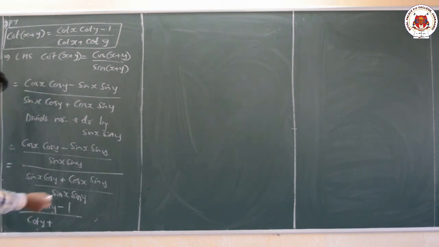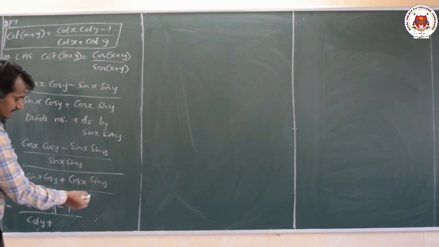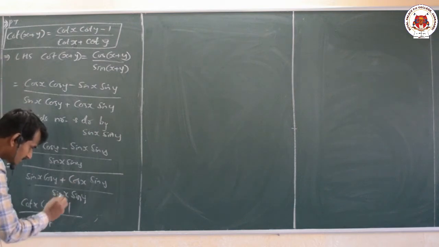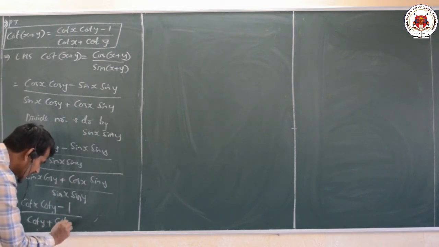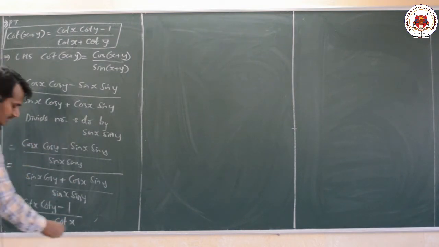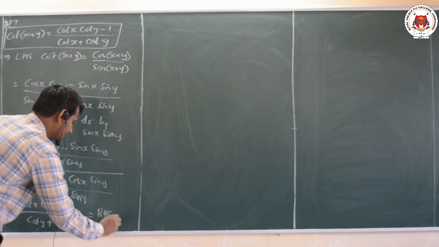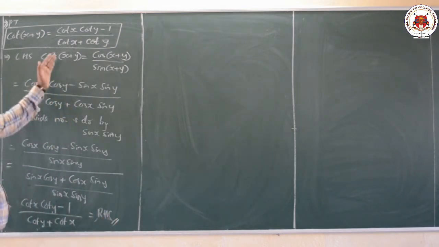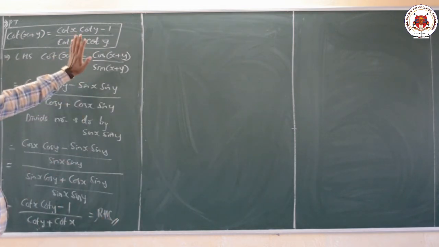Then plus of, here I can take sin y, it gets eliminated, and the remaining part is cos x by sin x, that is nothing but cot x. Okay, dear students, that is nothing but our required result. That is our LHS equal to RHS, the required proof.